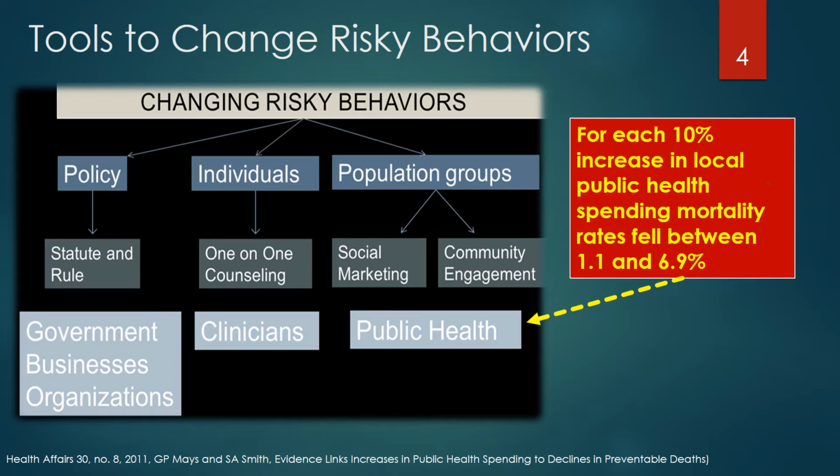It is extremely important to adequately fund public health to provide these services. Increased public health investments, especially in low-resource communities, has been associated with decreased mortality from preventable causes of death, including those associated with infant mortality rates and deaths due to cardiovascular disease, diabetes, and cancer. For each 10% increase in local public health spending, mortality rates fell between 1.1 and 6.9%. This underlines the importance of effective advocacy strategies to adequately fund public health at the federal, state, and local levels.